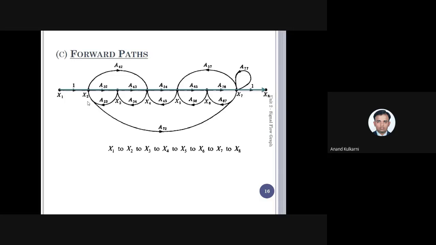Has everybody clearly observed this? Means what? X1 to X2, X2 to X3, 3 to 4, 4 to 5, 5 to 6, 6 to 7, 7 to 8. And the second is X1 to X2, X2 to X4, X4 to X5, X5 to X6, X6 to X7, and X7 to X8. So this is one, and this one is the third. So there are totally 3 forward paths.